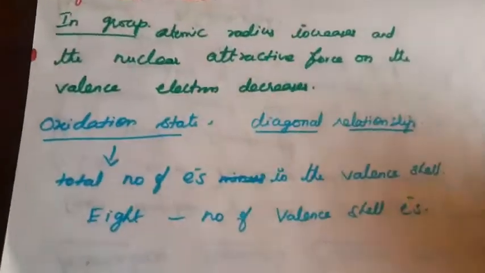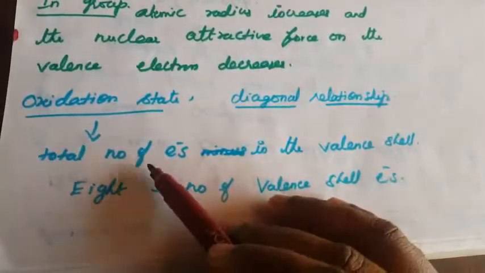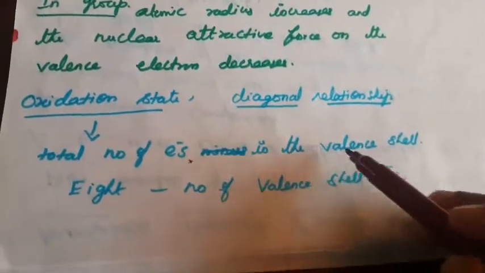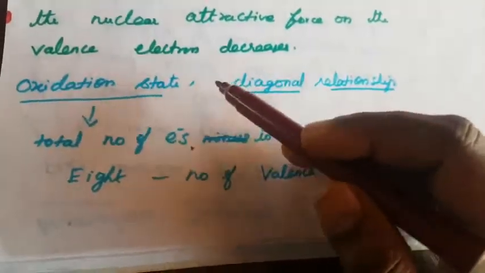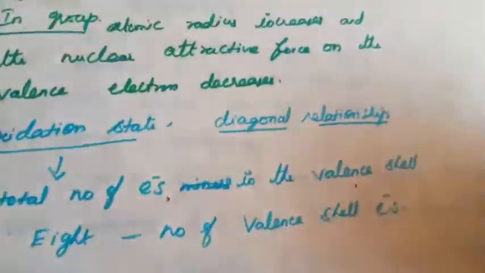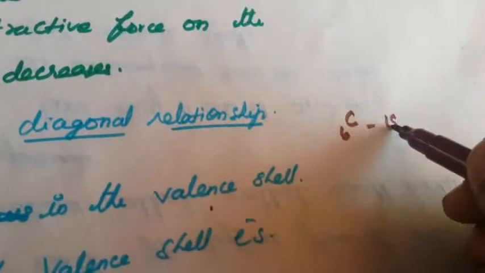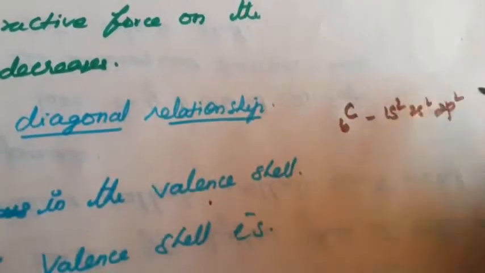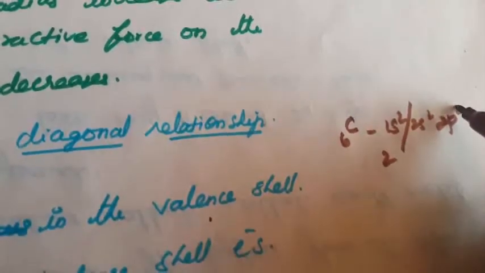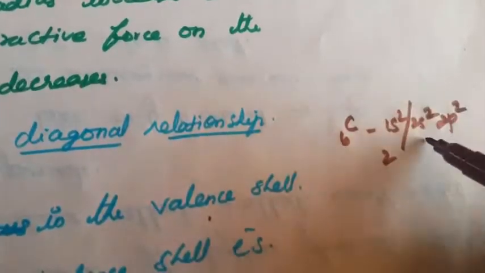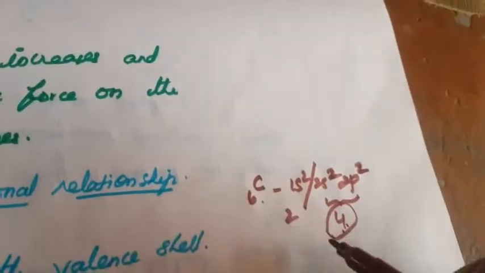What is meant by oxidation state? How to calculate the oxidation state of an atom? It is simple: the total number of electrons in the valence shell. The number of valence electrons present in that atom is called the oxidation state. For example, carbon. Carbon's atomic number is 6, right? 1s2, 2s2, 2p2. What are the valence electrons? The K shell contains 2, and 2s2, 2p2 make 4 electrons. So these 4 electrons are the valence, so the valence of carbon is 4.